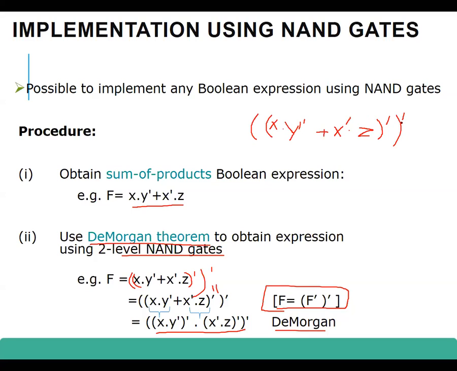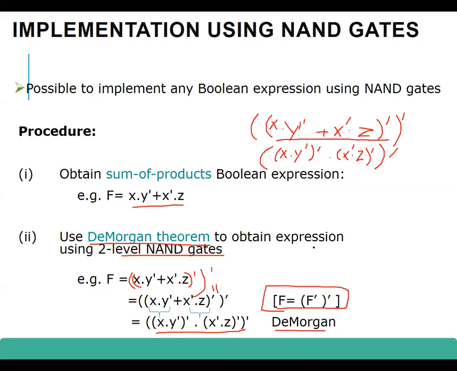So look at the inner complement, and we can apply De Morgan's theorem looking at this expression. Okay, so it's now (x.y')'.(x'.z)'. Again, you have to consider the outer complement and keep it here. Okay, so this is what we have.